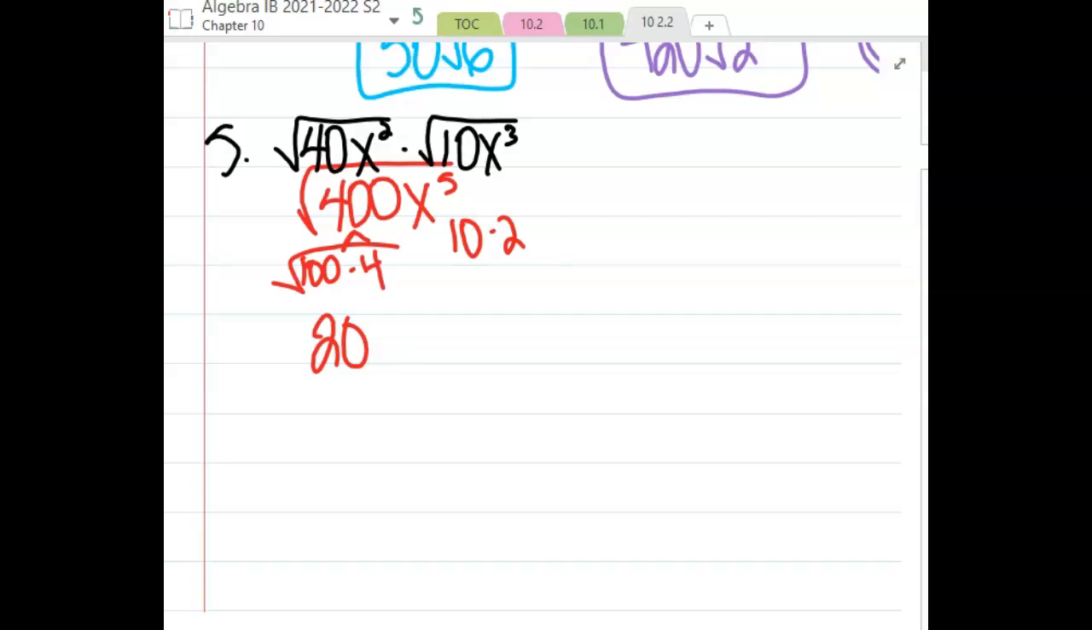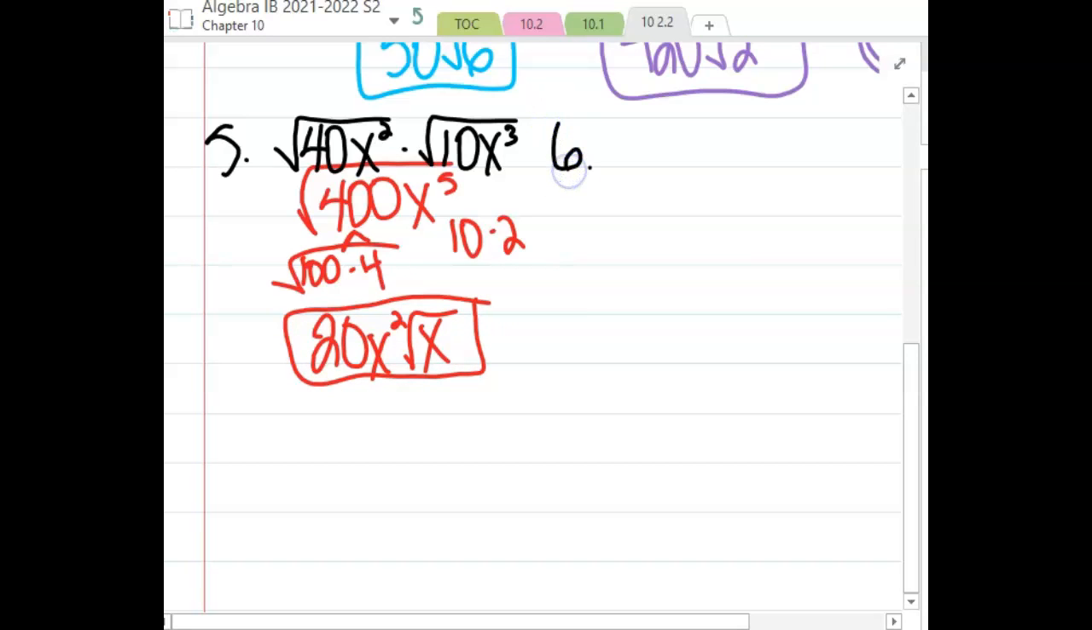Now for the x to the 5th, remember we're pairing up the variables. How many pairs can you make out of x to the 5th? 2 pairs, right? So we have an x squared. Anything that doesn't have a pair goes under the radical. There's that 1 x, right? Anytime you have an odd number, you're going to have that leftover 1.